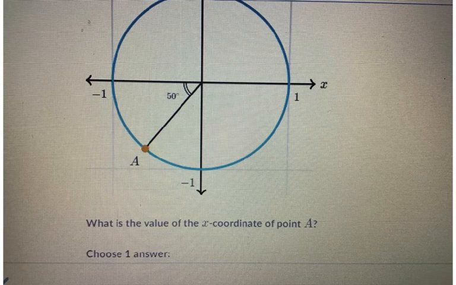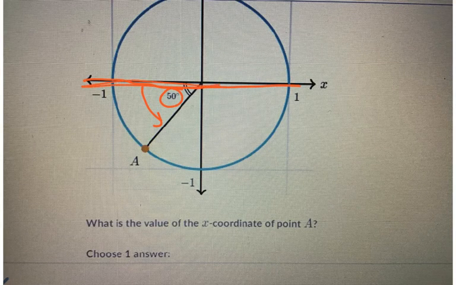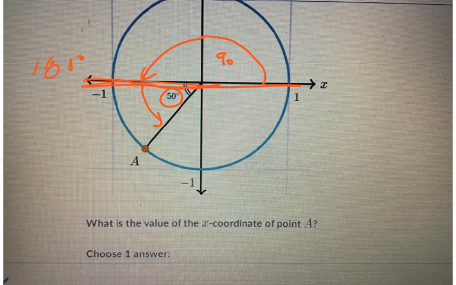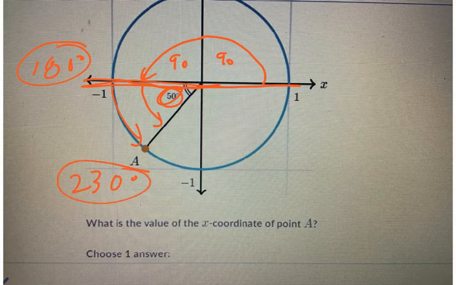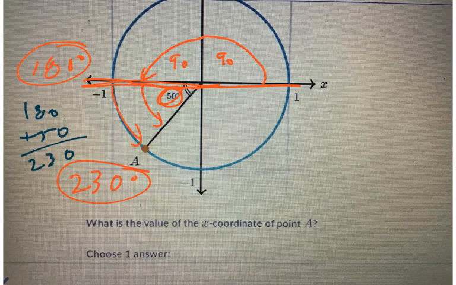I think this is the last one, guys. So notice they told us right here, we're 50 degrees here below the x-axis, right? Now remember, from here to there is a total of 180 degrees, because again, this is 90, that's 90. So this 50 tells us we went 180 plus 50. So do you agree A must be 230? Because 180, if I add a 50 to it, is 230.